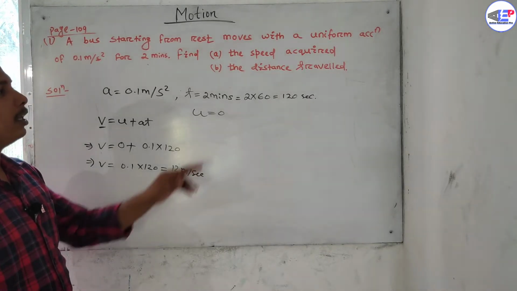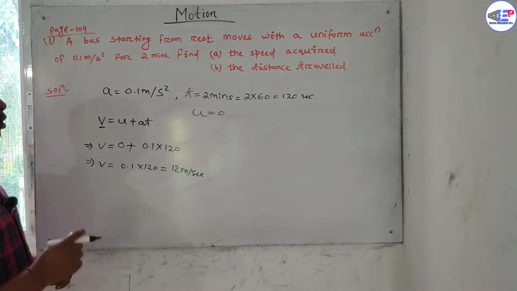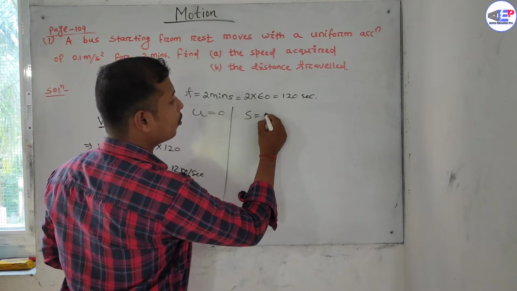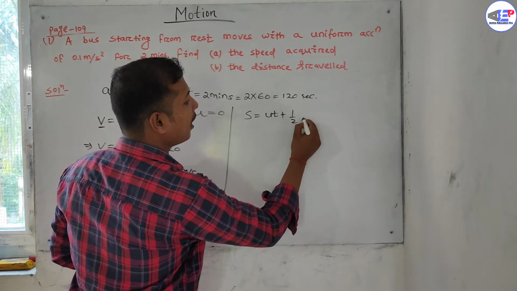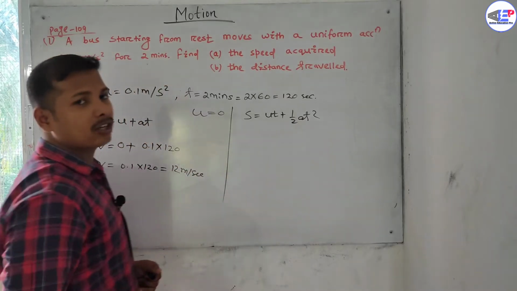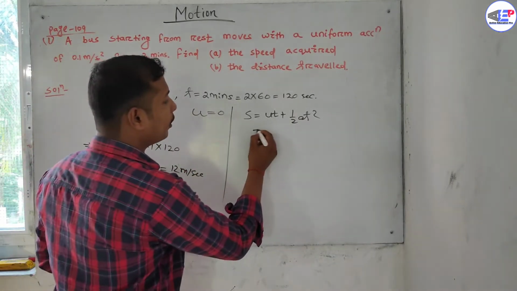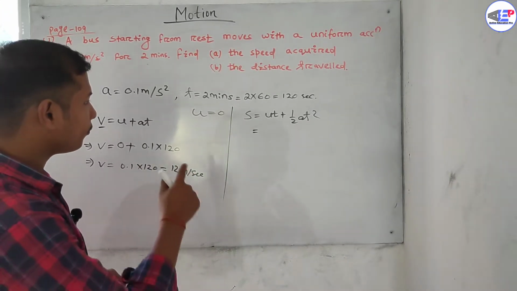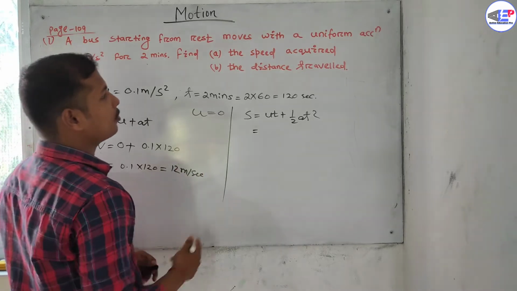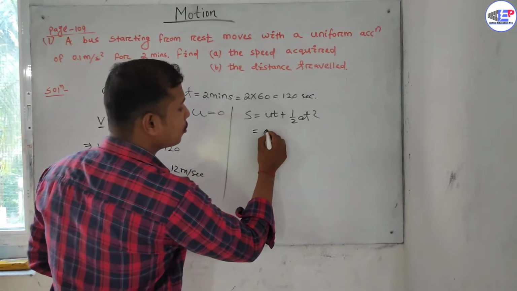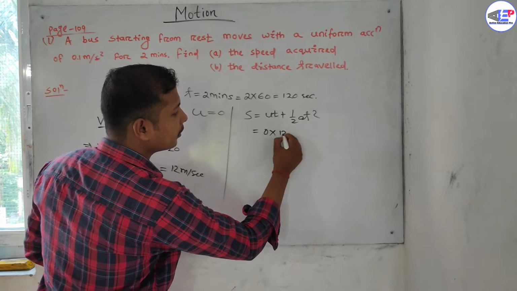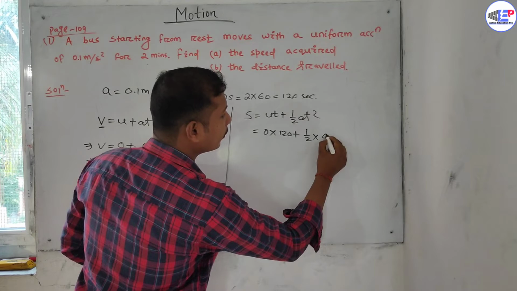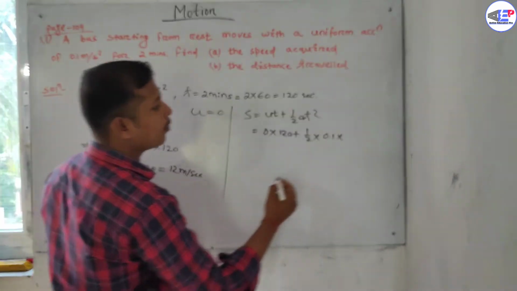Next, we have to calculate the distance travelled. From the second equation of motion, we know that s is equal to ut plus half at square. Here s is the distance or the position. By putting the values of u, t and a, we can calculate the value of s. Here u is 0 as the body moves from rest position. So 0 into time 120 seconds plus half a, here a is 0.1 and t is 120 seconds.